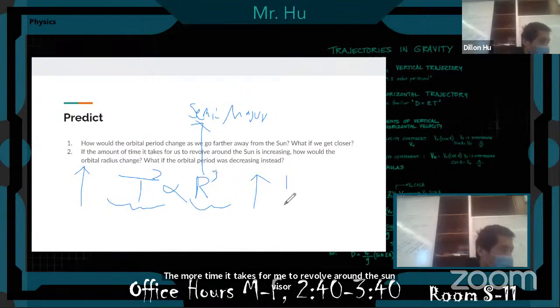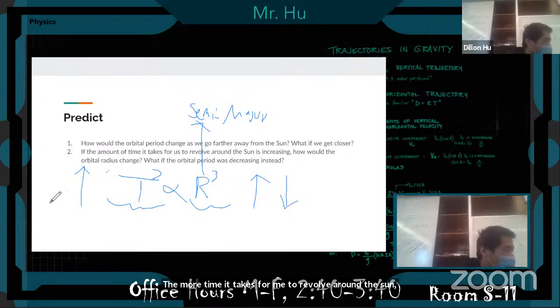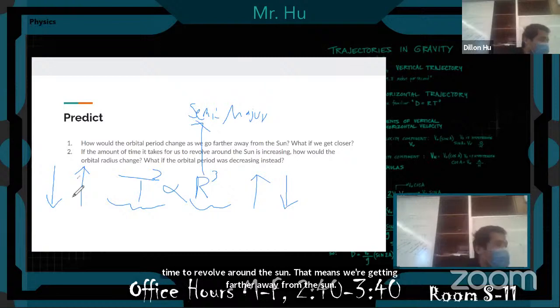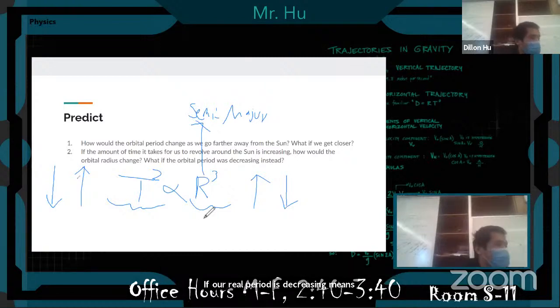Vice versa, the closer I get to the sun, the shorter my orbital period is, which means it takes less time for me to revolve around the sun. So the planet Mercury has the fastest orbital time in our solar system because it's the closest, whereas Neptune and Pluto have much slower orbital times because they're much farther away from the sun. And we can look at the opposite: if it takes more time to revolve around the sun, we're getting farther away. If our orbital period is decreasing, we're getting closer. So as one changes, the other changes in the same direction.